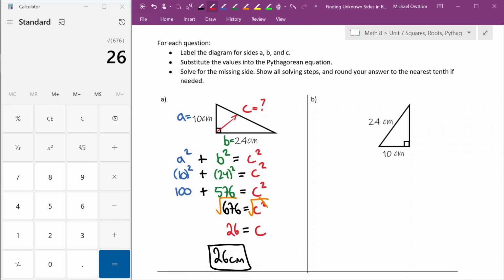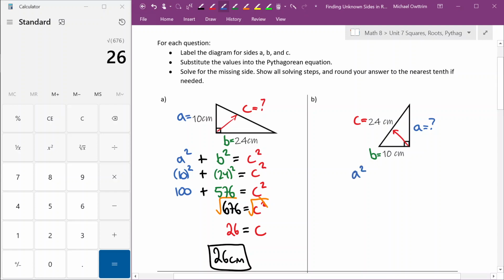In question B, we're going to begin the same way. We're going to start by drawing our arrow through our right angle box, and that will point at side C. In this case, we do actually know what side C is. It's 24. Now, your other two sides are A and B. Again, it doesn't really matter which one is which. I would like to call the known side B, and that leaves my unknown side as A.